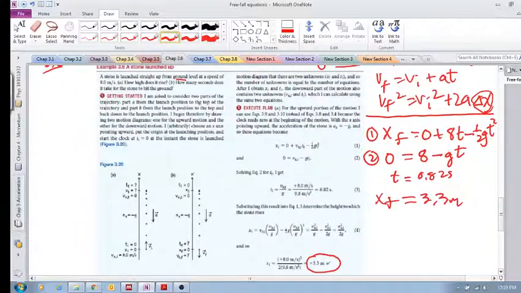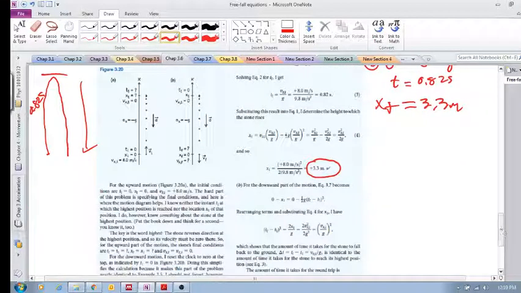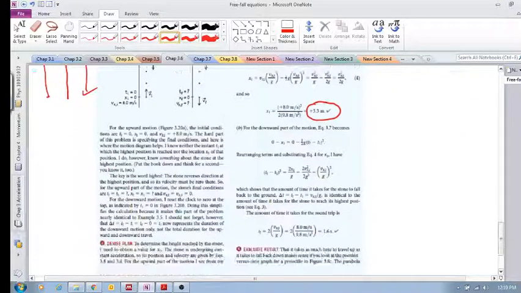Now what is the second question? How many seconds does it take for the stone to hit the ground? Well, because it launched from the ground up to the top and down again, and it's 0.82 seconds to get to the top, then we just double that. And so we will get 1.6 seconds.